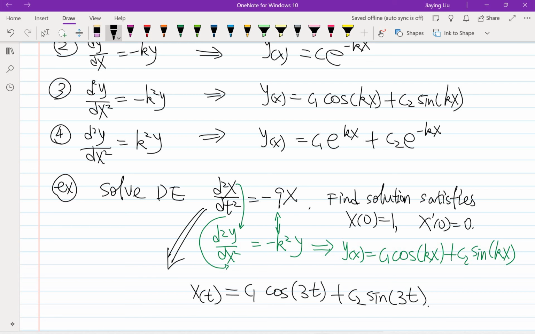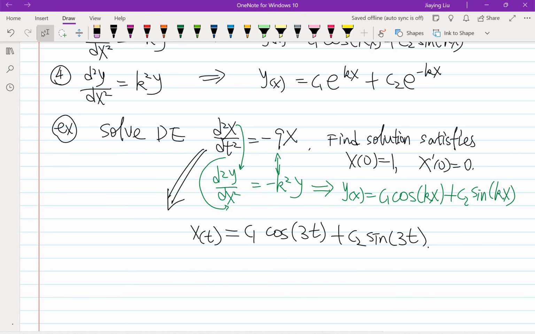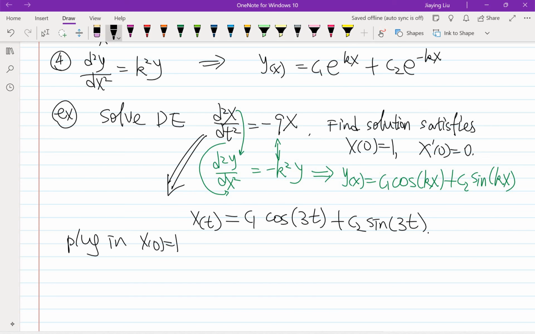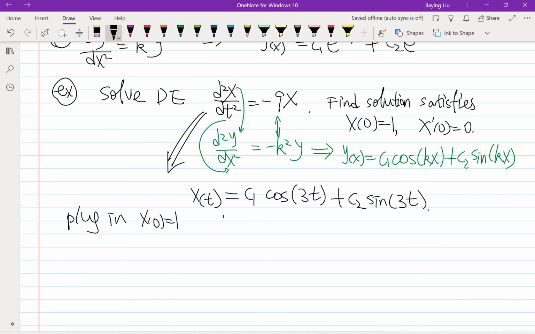You're not going to do a lot of this, just for this type of question we have to do it this way. So that's a solution. It's a general solution. We need to make sure that this solution satisfies the initial conditions. So plug in x of 0 equals 1. So I got 1 equals C1 cosine 3 times 0 plus C2 sine 3 times 0. Right? Plug in this 0 is the t value, the 1 is the x.